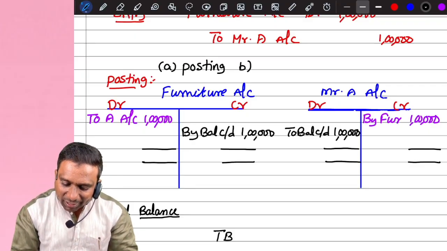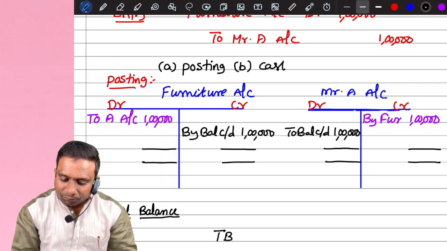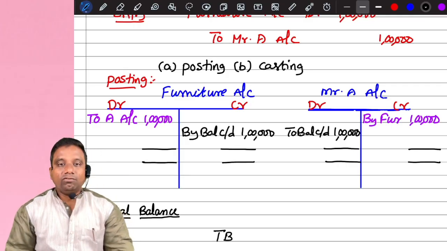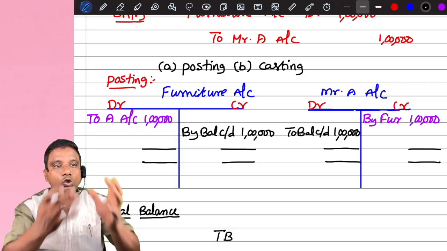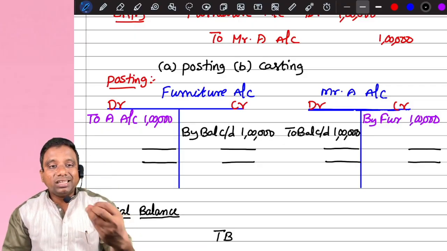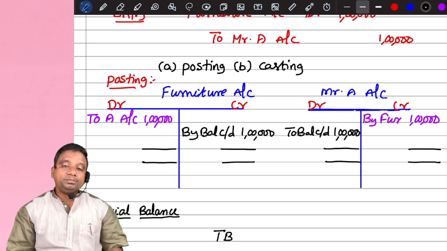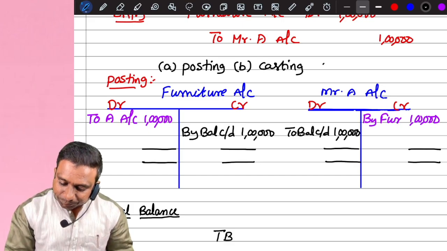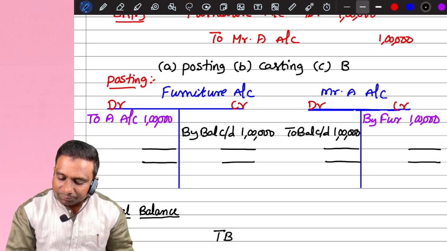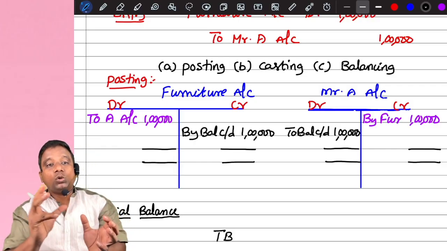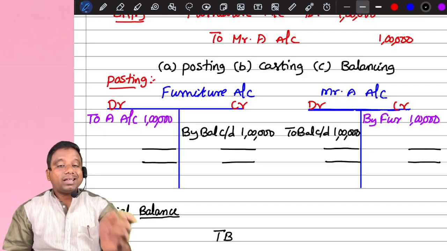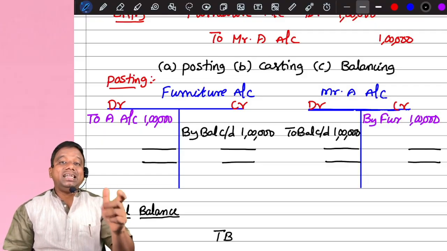Next one, casting. Whether the ledger account is casted properly or not. The total is 10 lakhs, but by mistake I have casted 1 lakh rupee. Next one, balancing. Sometimes the debit balance may be shown as credit balance, or the credit balance may be shown as debit balance.